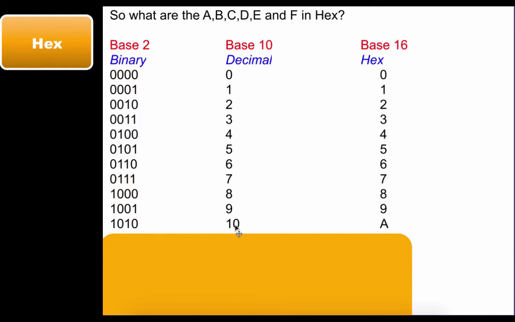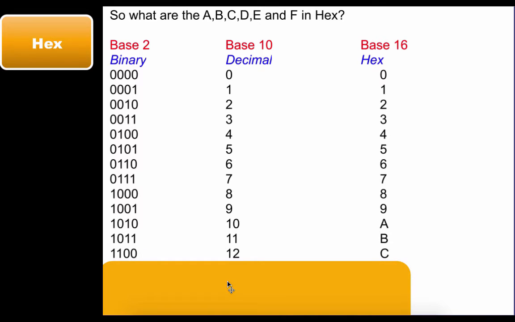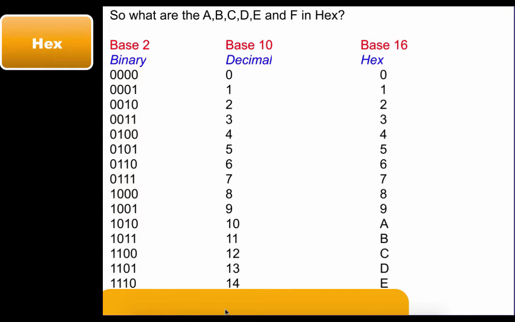1010 is 10 in decimal, but in hex we call it A. And the reason it's my favorite, because in binary it looks like 1010, which is 10 in decimal, and A in hex. 1011 is 11 in decimal, but in hex we write B. 1100, 12 in decimal, C in hex. 1101, 13 and D. 1110, 14, which is E. And finally, 1111 is 15, or F in hex.